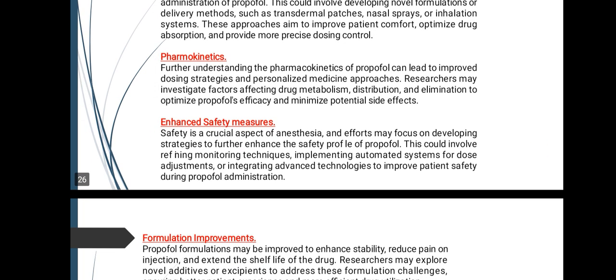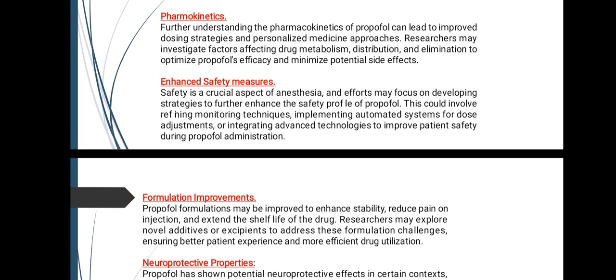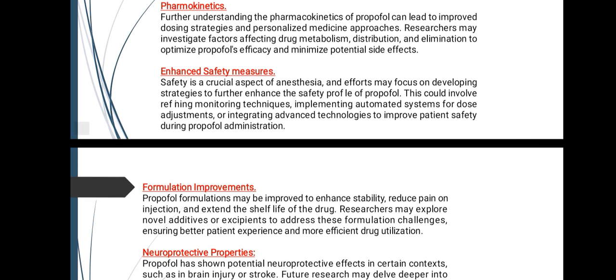Pharmacokinetics, as explained earlier in detail, and enhanced safety measures. Safety is crucial in anesthesia, and efforts may focus on developing strategies to further enhance the safety of propofol. This could involve refining monitoring techniques, implementing automated systems for dose adjustment, or integrating advanced technologies to improve patient safety during propofol administration.